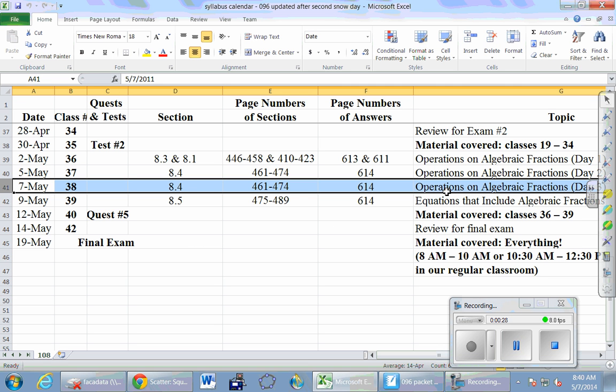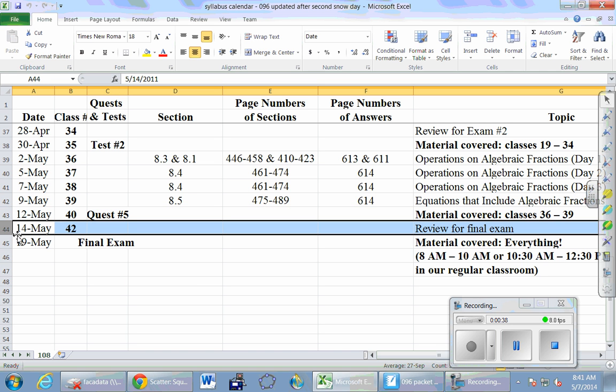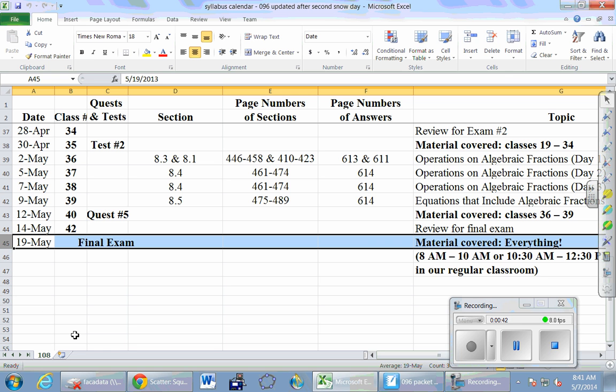Friday coming up is our last day of new material. Then Monday coming up is our last quest, number 5, just on the new stuff with the fractions. Wednesday, 1 week from today, is the last day of the semester. That's our review day in preparation for the exam a week from this coming Monday, 8 a.m., bright and early, right here. Questions on the calendar?